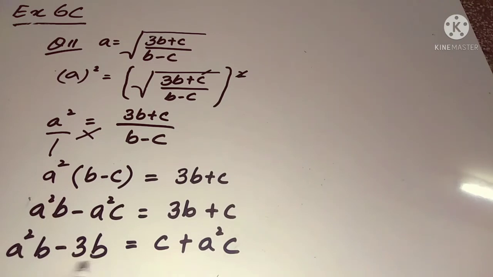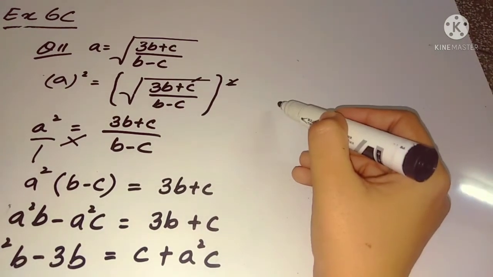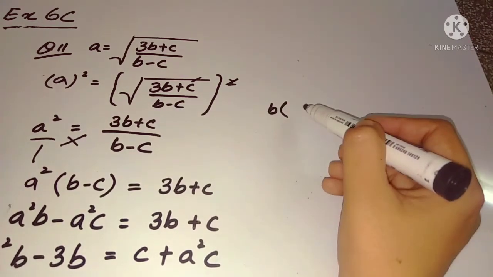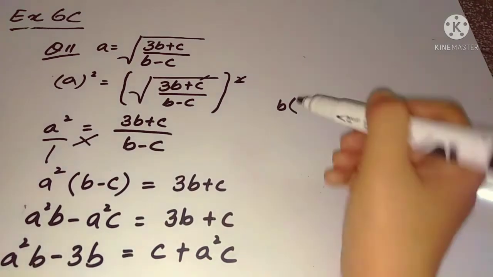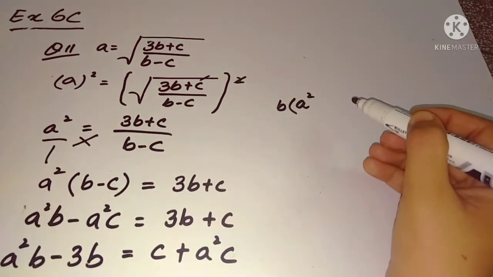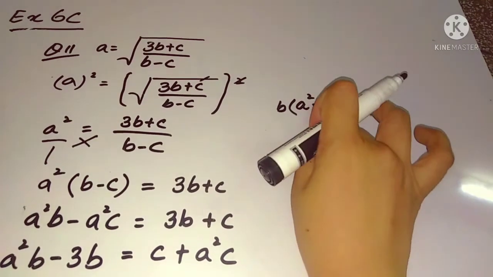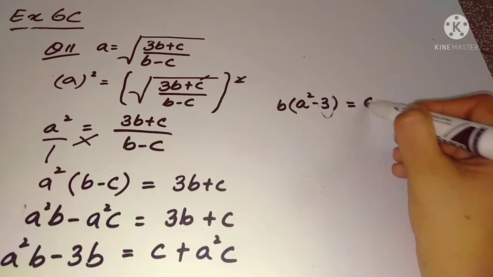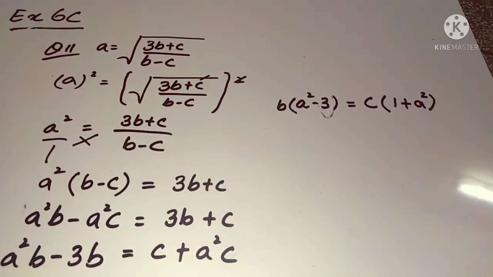All right, now what can I do? I can take b common from here, and I can take c common from here. When I take b common, what is left inside? From the first two terms I have taken b common, so a square is left. And from the other term I have taken b common, so minus 3 is left. This is equal to, I will take c common, and 1 plus a square is left.